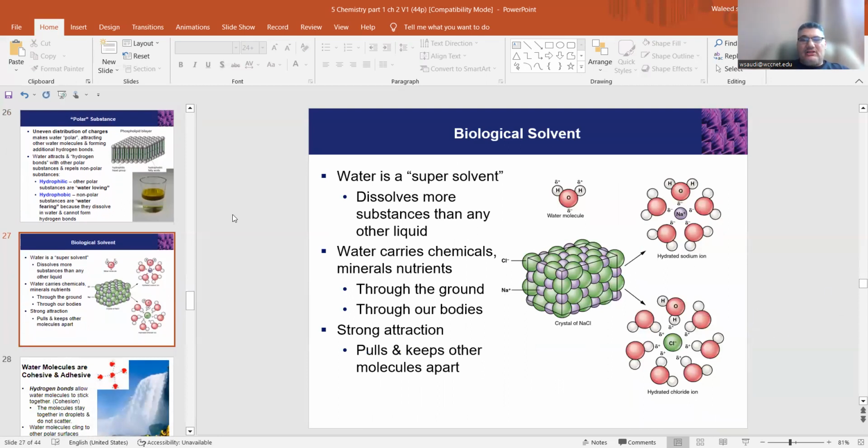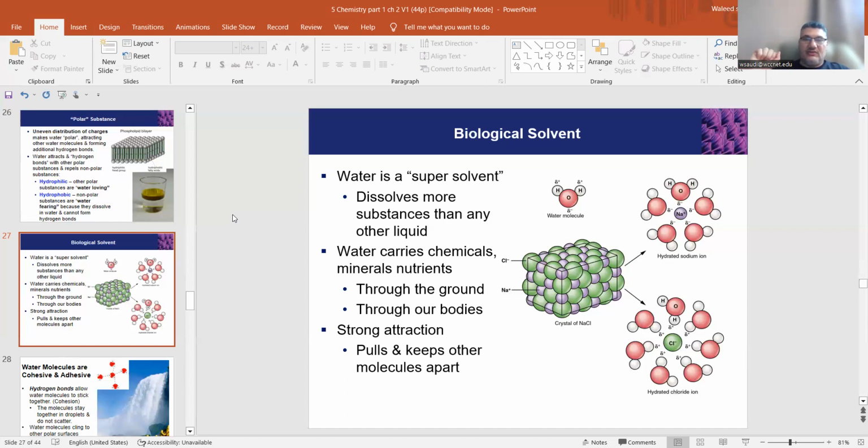So water is a solvent. This is the next one. It's a solvent. What does it mean? I told you. You put powder, juice powder, whatever it is, and dissolve it in the water. You call the powder the solute. You call the water the solvent. And when it dissolves and you get the juice, we call that a solution.